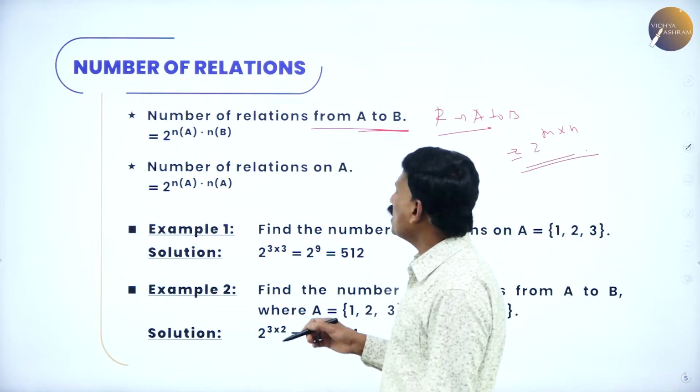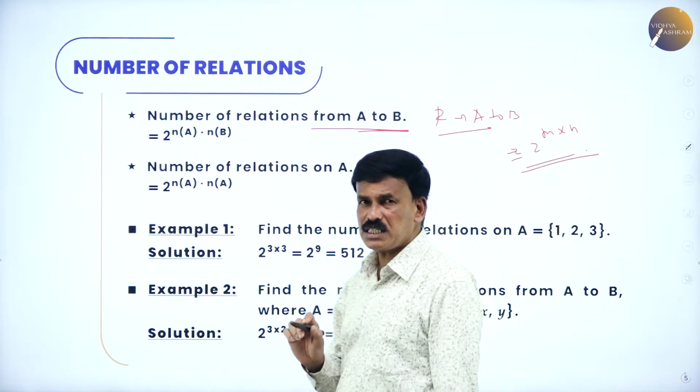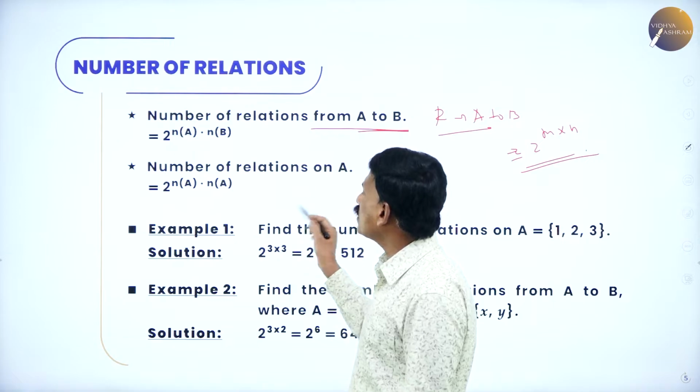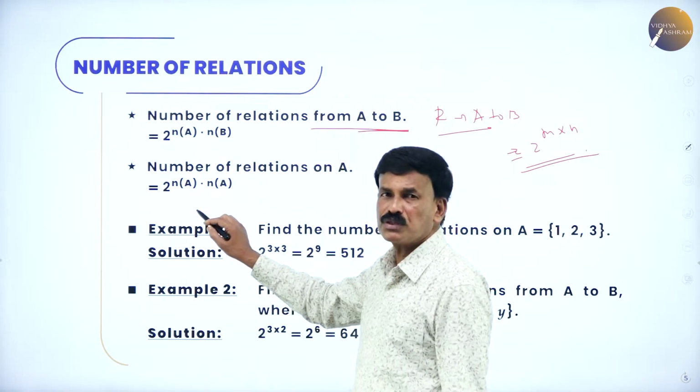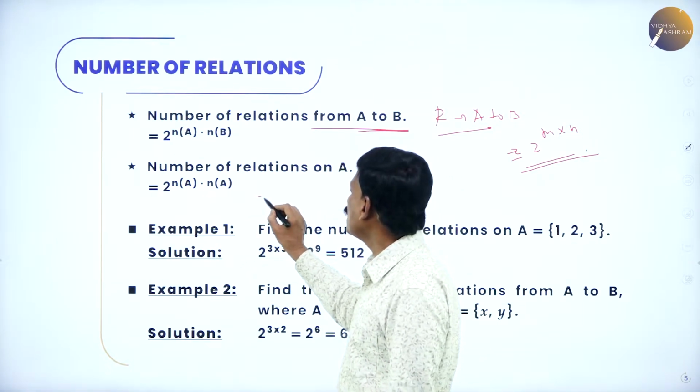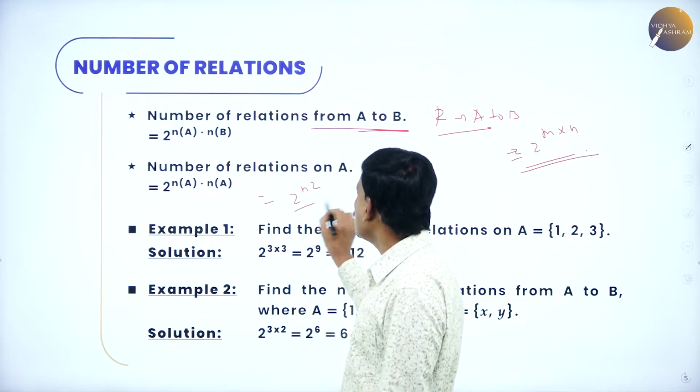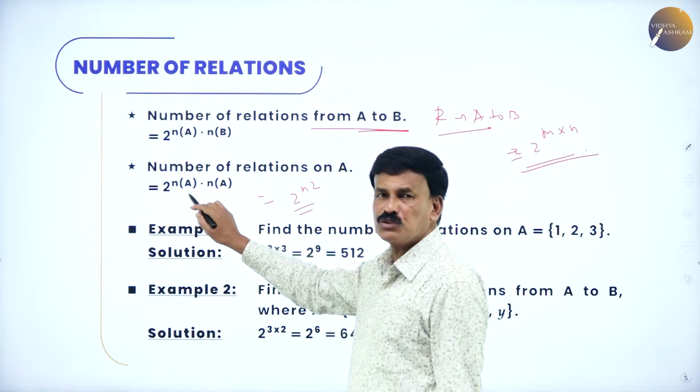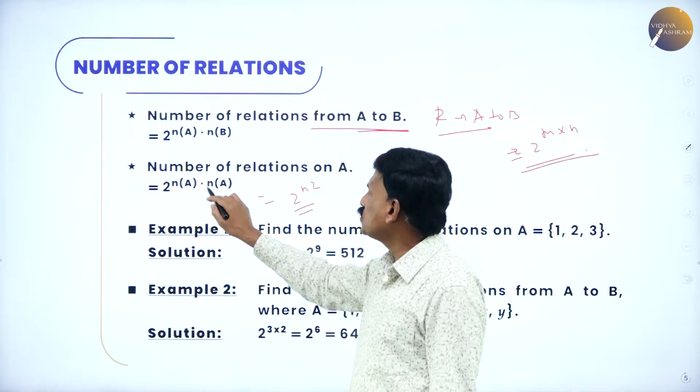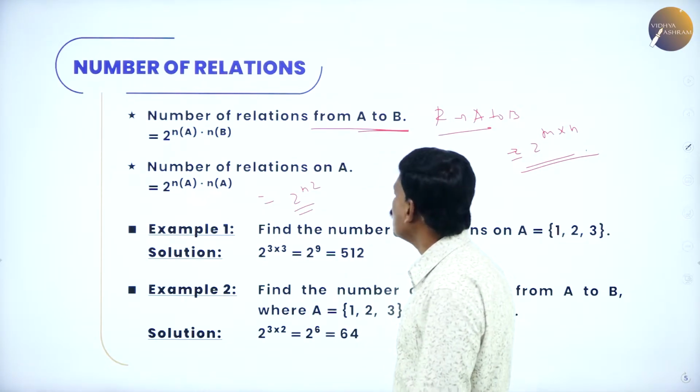So, the number of relations on A, if it contains only one set, is 2 to the power of n(A) times n(A). That is nothing but 2 to the power of n squared.